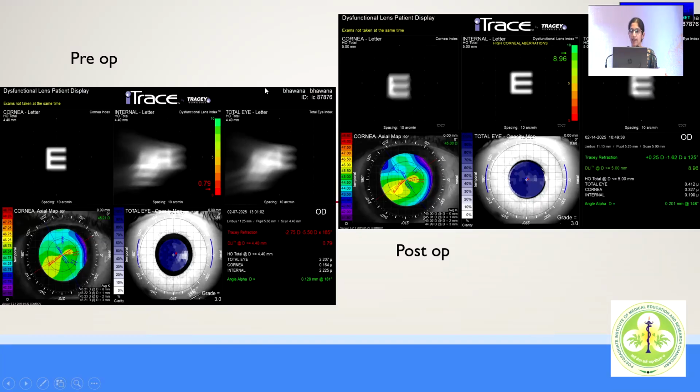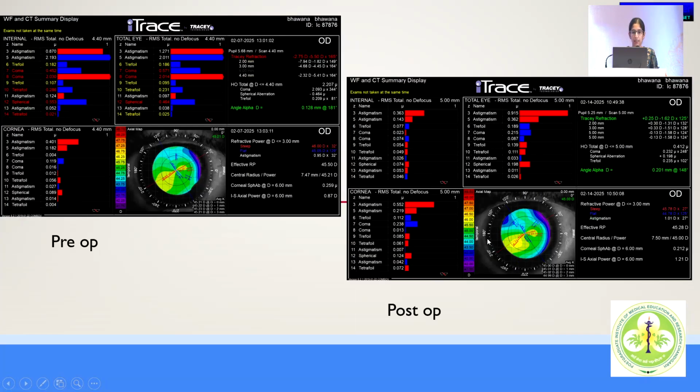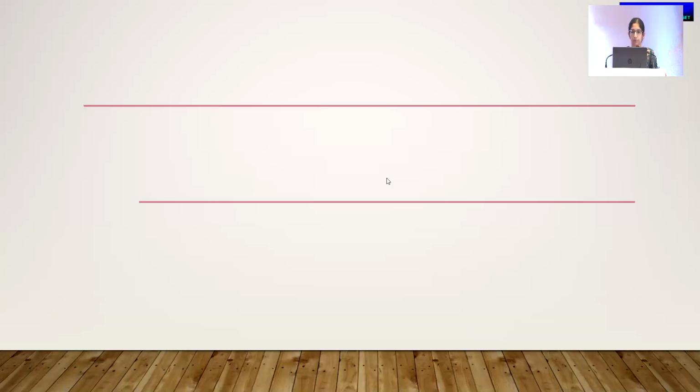Post-operatively, what we can see here, the iTrace is showing us that the visual quality has improved, suggesting that the patient did need a cataract surgery. Sometimes it is a very important tool to make the patient understand whether the patient will improve after cataract surgery, or the patient will have a high amount of residual amblyopia. Post-operatively, we can see after the surgery, the MTF has improved, and the higher order aberrations because of the internal aberrations have completely gone.